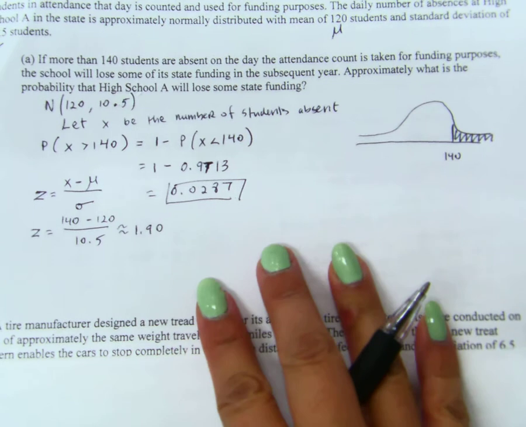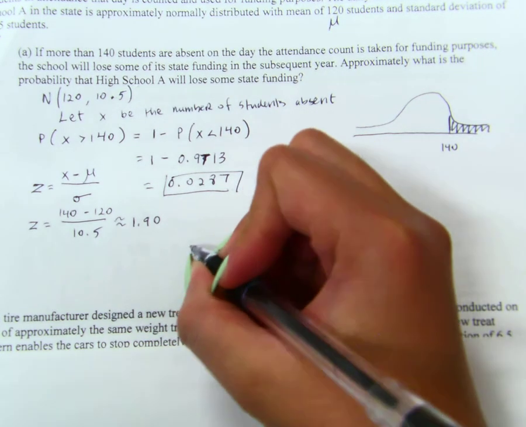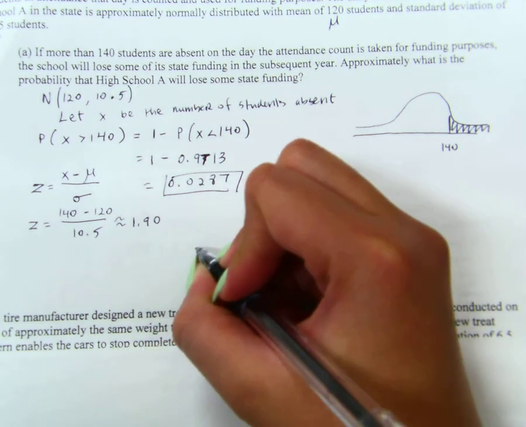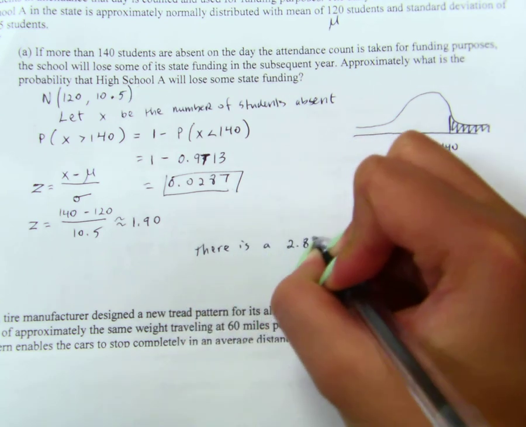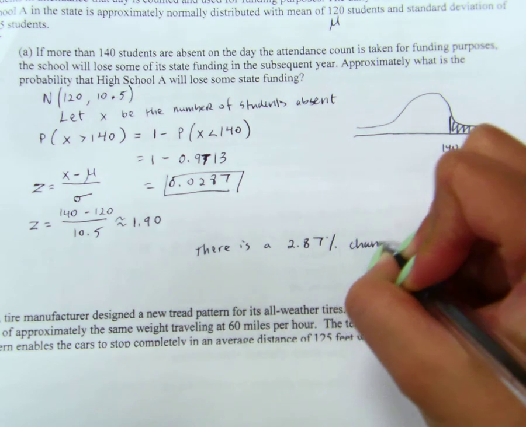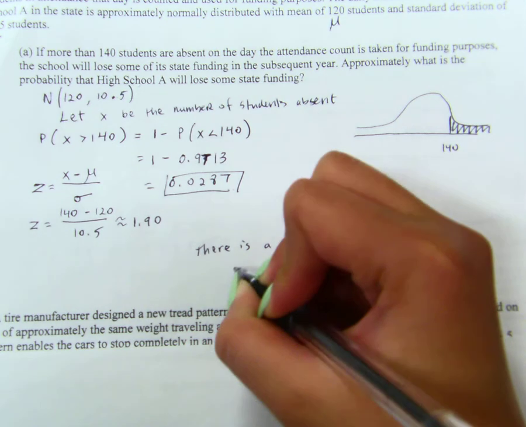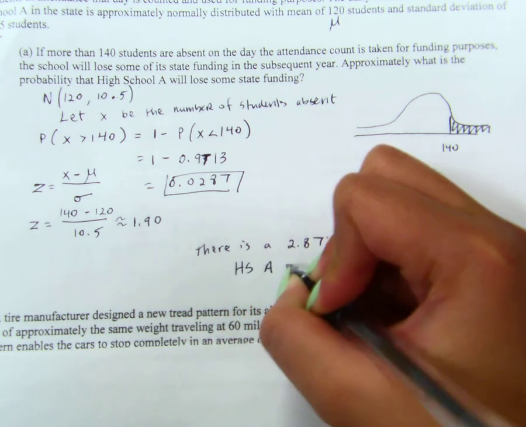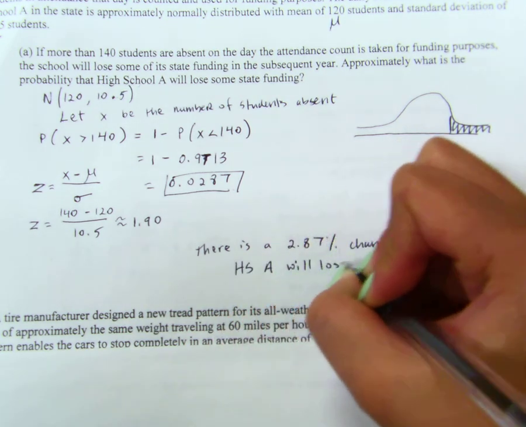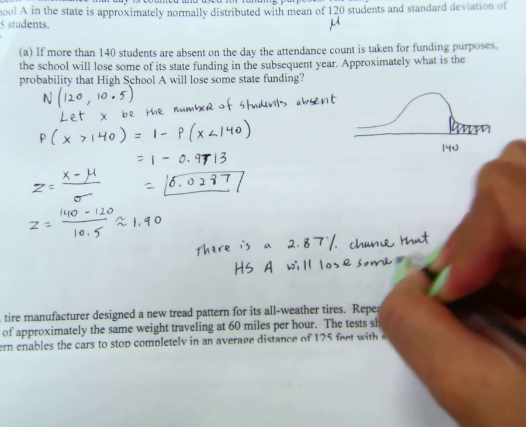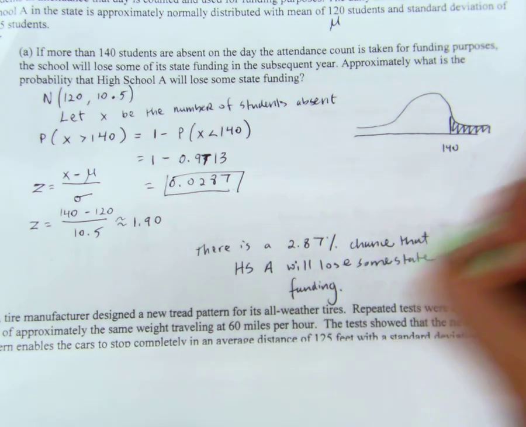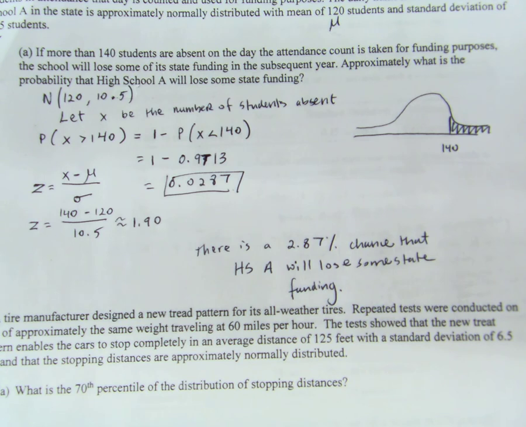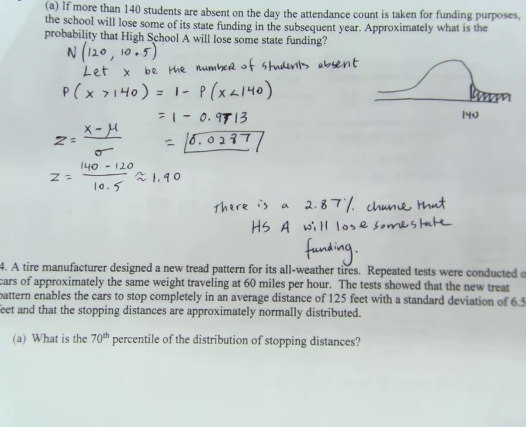And then if I wanted to write this out in a sentence, I would say that there is a 2.87% chance that high school A will lose some state funding. Okay, so there's that one. So let's go ahead and do the last one.